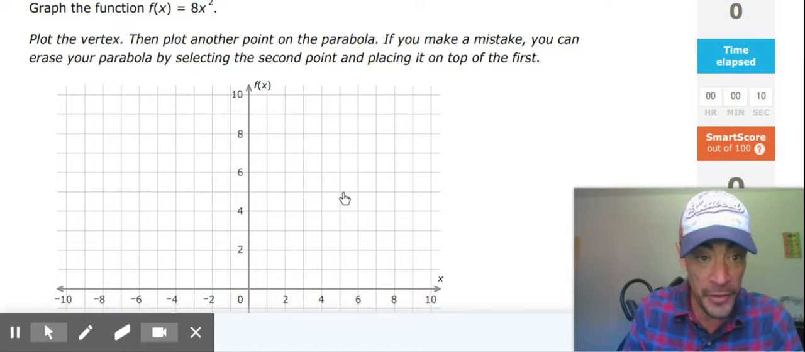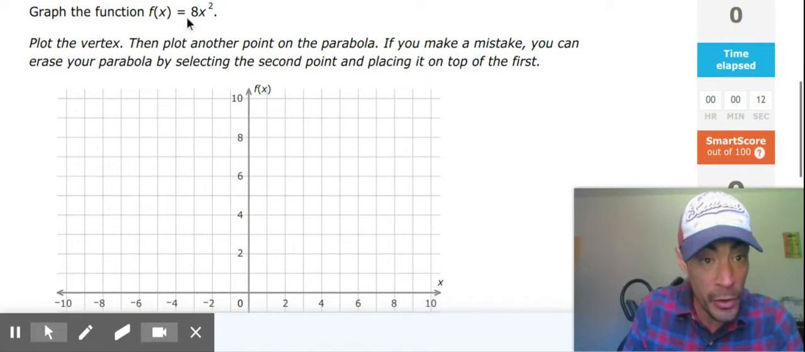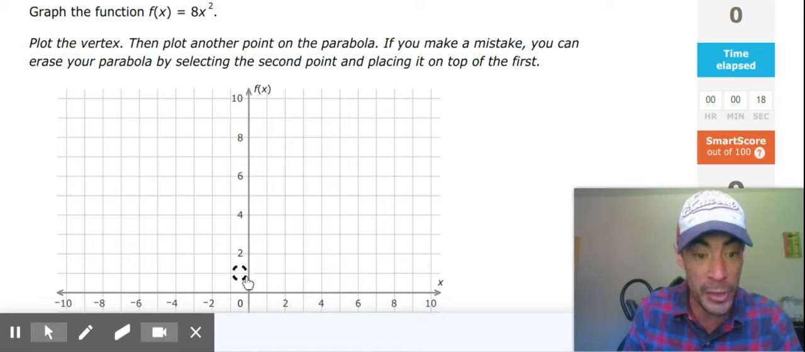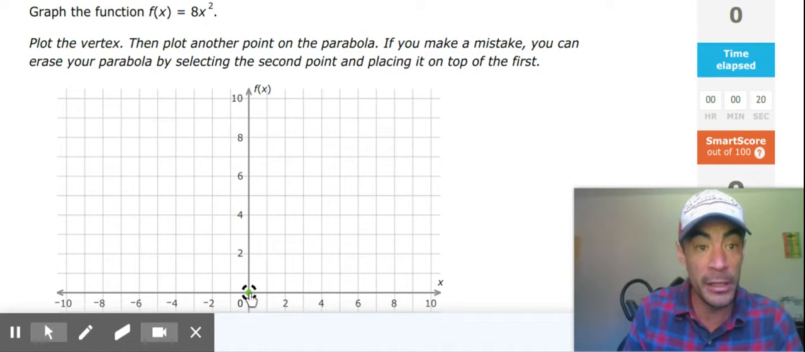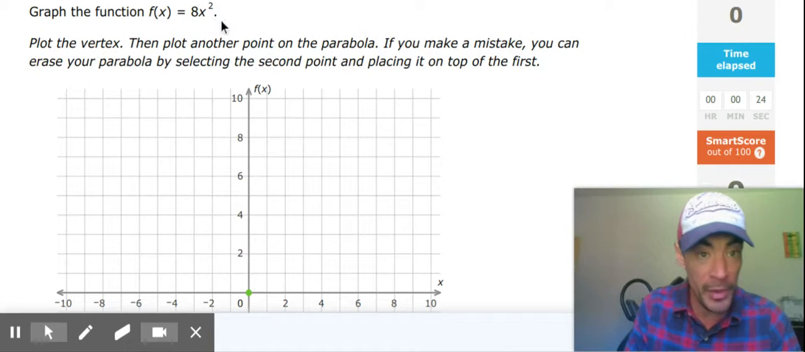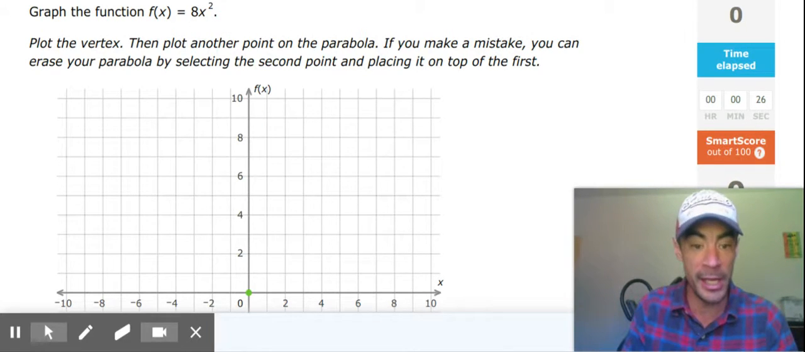Okay, the first thing we have to do is plot the vertex. There are no translations for these first few problems. There's no h and there's no k. So I'm not adding or subtracting anything. In the binomial, there's no parentheses being shown, but that would be there. There's nothing being added or subtracted at the end.